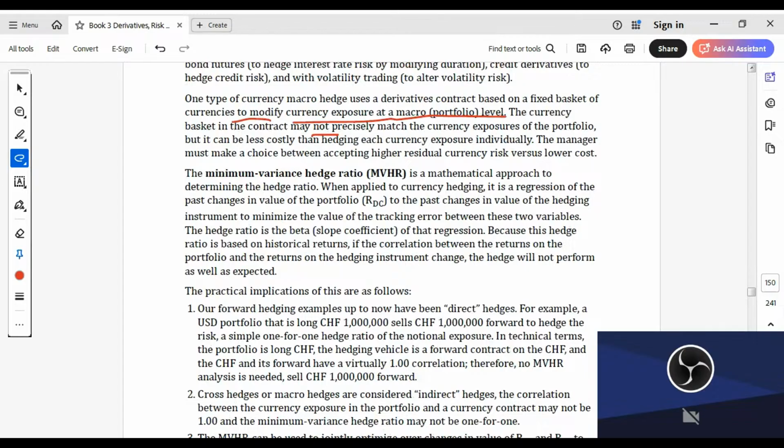And if you want to do mathematical modeling, then you can go for minimum variance hedge ratio. So what they are saying, regression of the past change in the value of portfolio to the past change in the value of the hedging instrument to minimize the value of tracking error between these two variables. Hedge ratio is simply the beta of the regression, and obviously it is based on historical returns. So if correlation changes, then hedge will not perform so well.